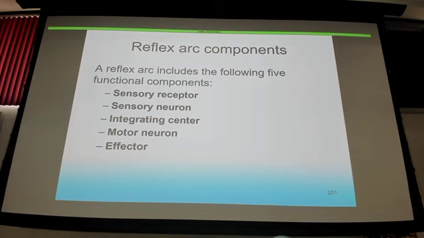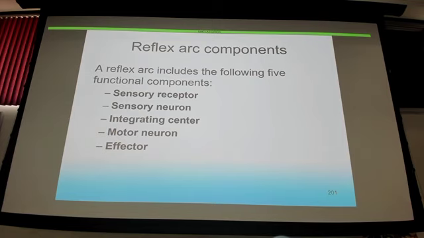So here are the components of a reflex arc. Sensory receptors, sensory neuron. You're going to have some type of receptor out there that has to pick up whether that's hot, cold, pain. There's a receptor. Then you have a neuron that's carrying it to the central nervous system. It gets integrated at an integrating center. Then you have a motor response, or a motor neuron, that goes back out, and it talks to the effector. The effector is going to be the organ.